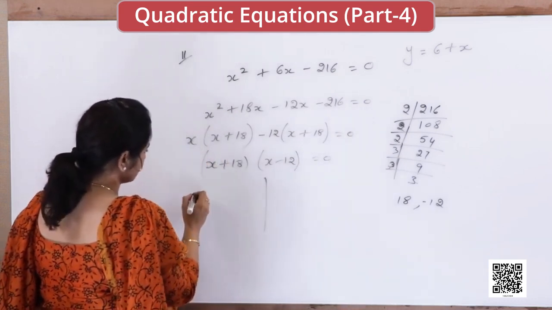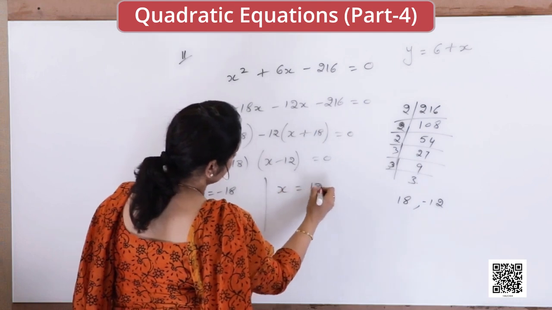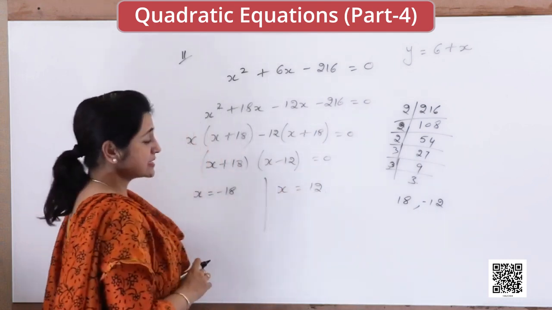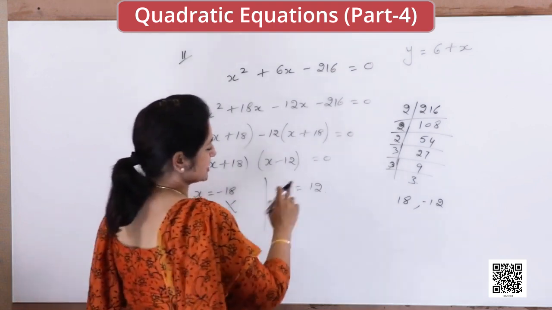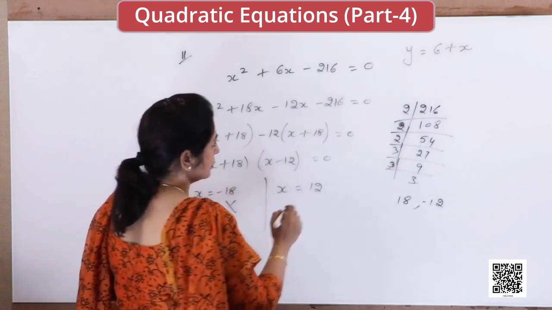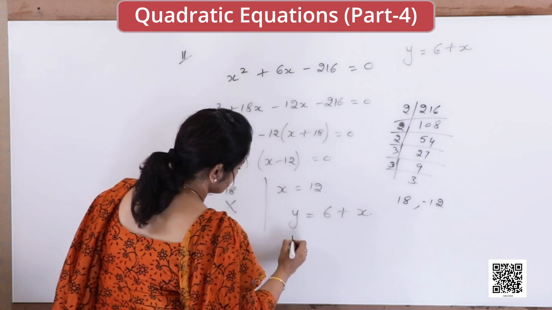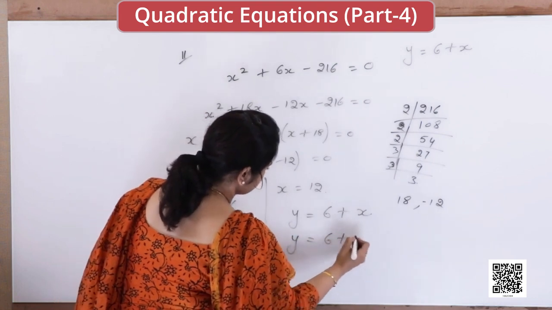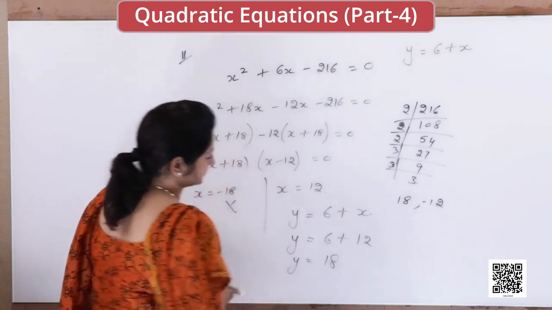If this bracket is equal to 0, then x is equal to minus 18 and here x is equal to 12. Now, x is the side of a square, so it cannot be a negative number. Thus, the value of x will be 12. Now, let us find the value of y. y is equal to 6 plus x. So, y will be equal to 6 plus 12. So, y is equal to 18.